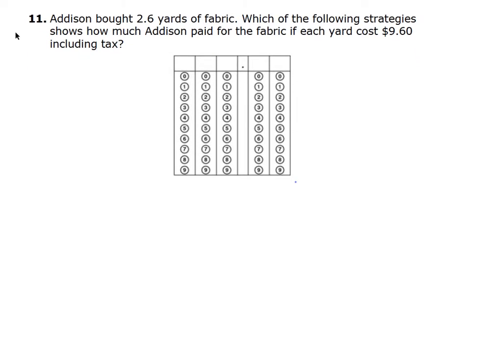Question 11. Addison bought 2 6/10 yards of fabric. Which of the following strategies shows how much Addison paid for the fabric if each yard cost $9.60, including tax? Bubble your answer and the correct place value for the griddable, and use griddable B1 on your answer sheet.